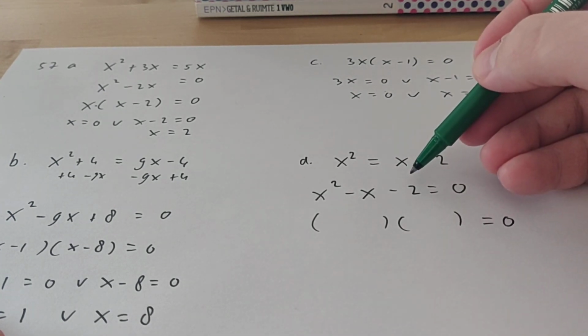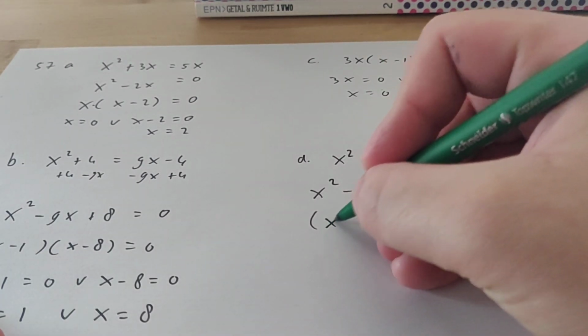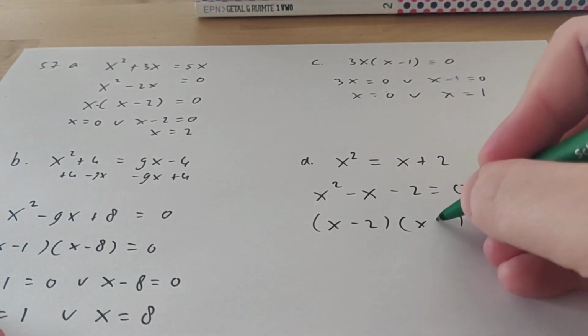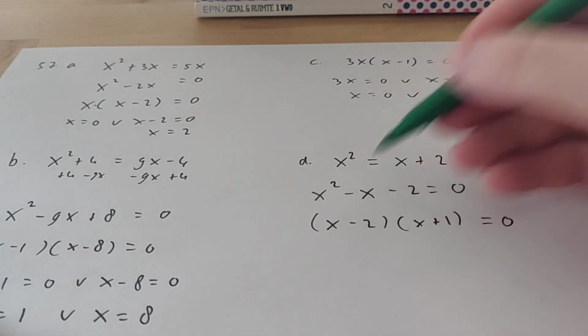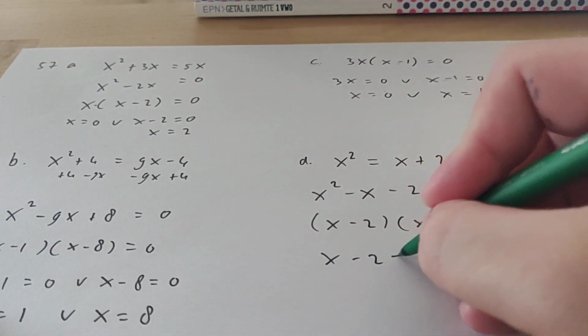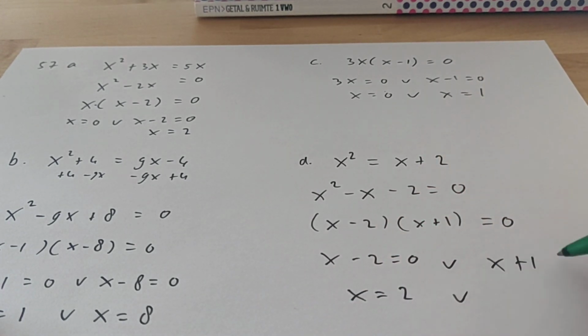You have to find two numbers. If you multiply them, you get minus 2, and when you add them, you get minus 1. So that's going to be minus 2 and 1. Because if you multiply them, it's that, and if you add them, it's that. So x minus 2 is 0, which means that x is 2, or x plus 1 is 0, which means that x is minus 1.